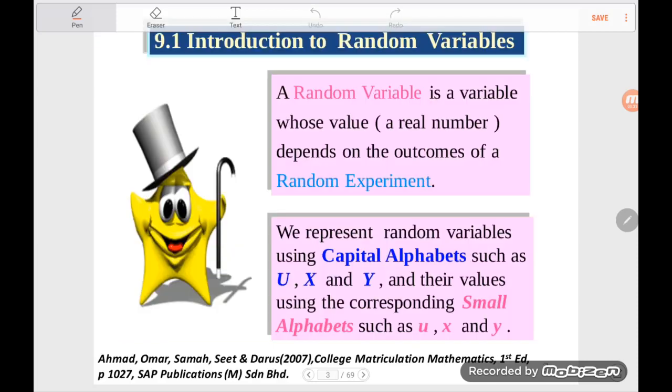So what is a random variable? A random variable is a variable whose value, which is a real number, depends on the outcomes of a random experiment. We can represent the random variable using capital alphabets such as U, X, and Y, and their values using the corresponding small alphabets such as u, x, and y.